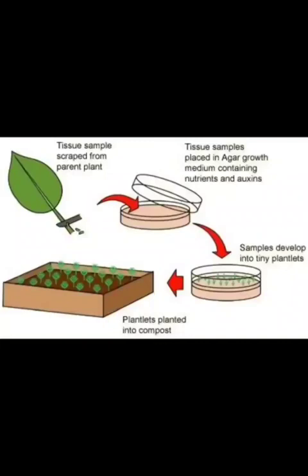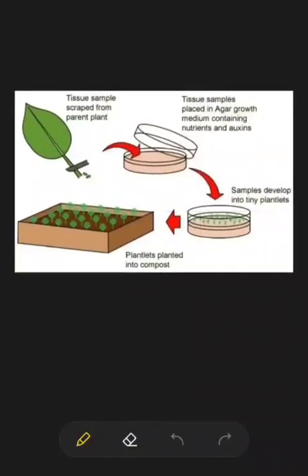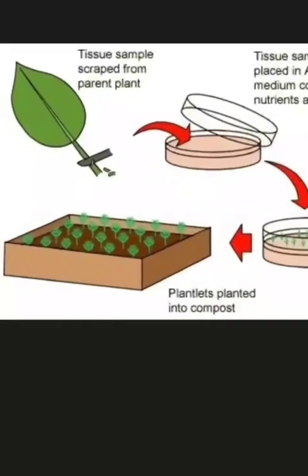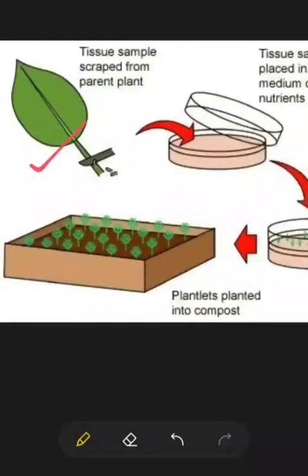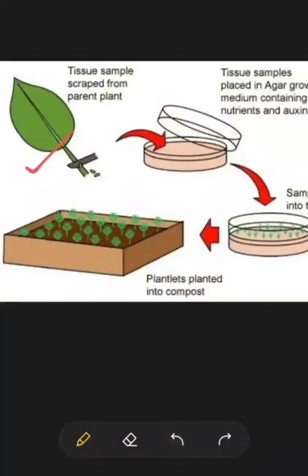Moving on to the last method of vegetative propagation by artificial means, it is known as tissue culture, okay. From the name only you can understand that some culture is being done with the help of tissue. So where do we get these tissues from? From a parent plant. Okay, this is a parent plant and a tissue sample is scraped off from the parent plant, and then new plants are artificially grown in laboratory conditions. This technique is known as micropropagation.